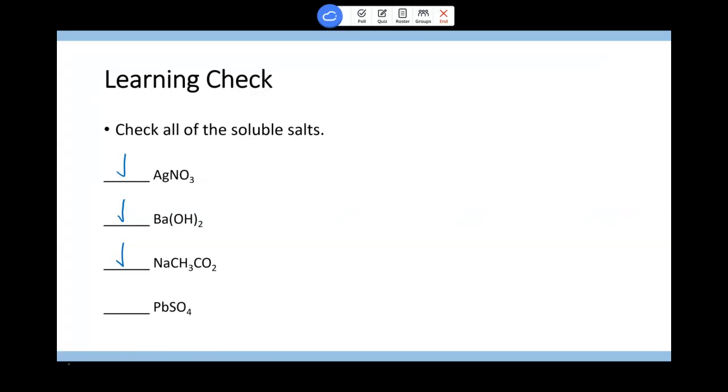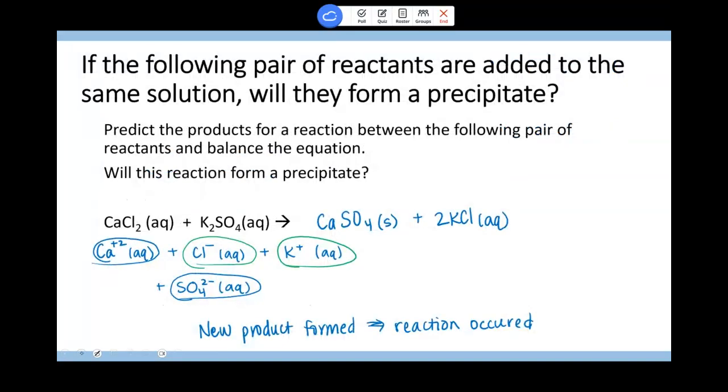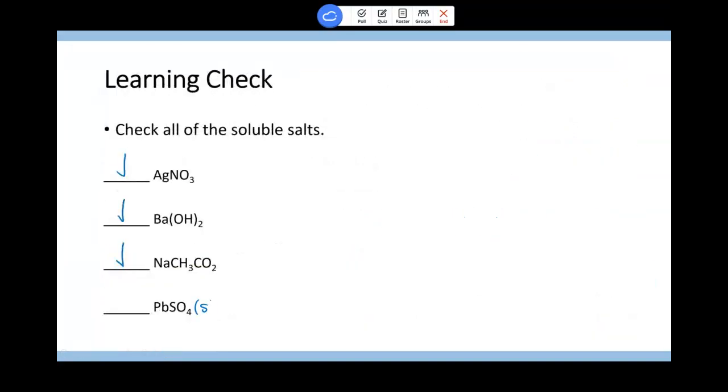And last we have lead 2 sulfate. So if we go back again to the solubility rules, sulfate is under guideline 2, but there is an exception to guideline 2, and that's if you have any of these atoms with sulfate or any of these metals with halogens. In this case, we have lead sulfate, so that's an insoluble exception to guideline 2, so that compound is not soluble. This would stay as a solid in solution.